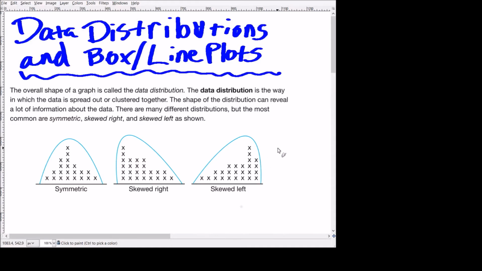So whenever a question asks, what type of data distribution does the data have, there's really only three possible answers. The data could be symmetric, it could be skew right, or it could be skewed left. And those are the key things to recognize that we'll be dealing with in looking at line plots and box plots. But the key thing is to always think about what is the shape of this general hill.